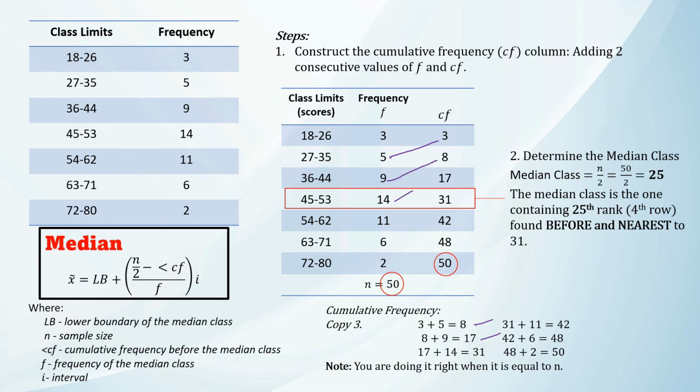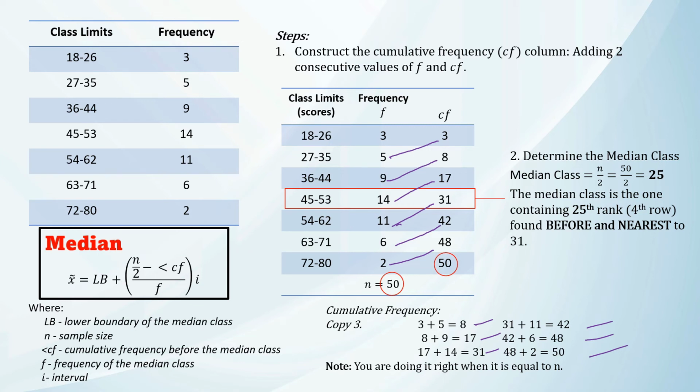You add 14 and 17, we have 31. You add 11 and 31, we have 42. Add 6 and 42, we have 48. And add 2 and 48, we have 50. So that is how we get the cumulative frequency column.